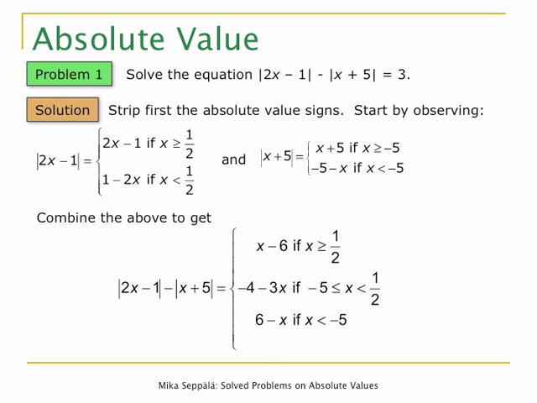We combine this information to observe that the absolute value of 2x minus 1 minus the absolute value of x plus 5 is x minus 6 if x is greater or equal to 1/2. This x minus 6 is the same as 2x minus 1 minus (x plus 5). If x is between negative 5 and 1/2, we get that the expression is negative 4 minus 3x. And if x is less than negative 5, the same expression becomes 6 minus x.